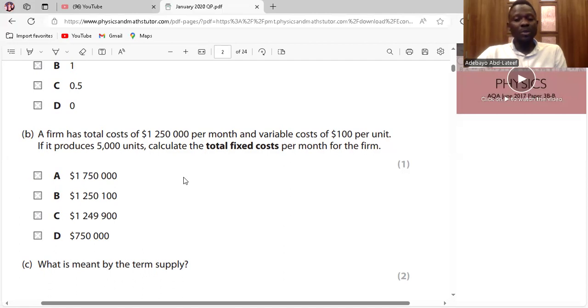And we say TC equals FC plus VC. So TC is 1,250,000, equals FC plus 100 multiplied by 5,000 units, which is 500,000. So 1,250,000 equals FC plus 500,000. Then you collect the like terms. So FC stays, then 1,250,000 minus 500,000 makes 750,000. So FC is 750,000, which is D. Clear?